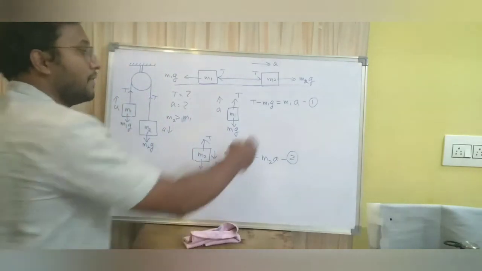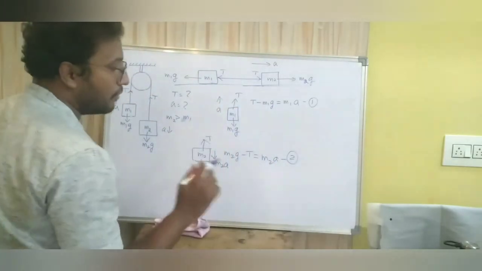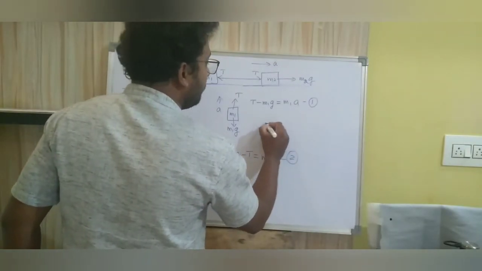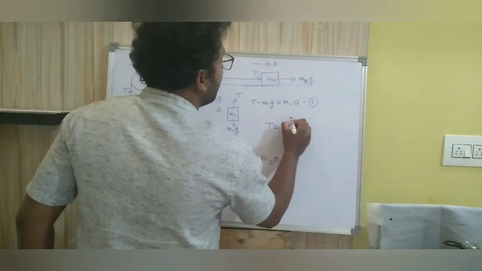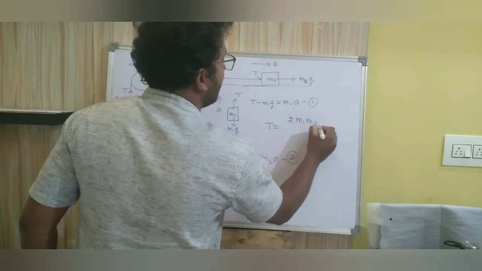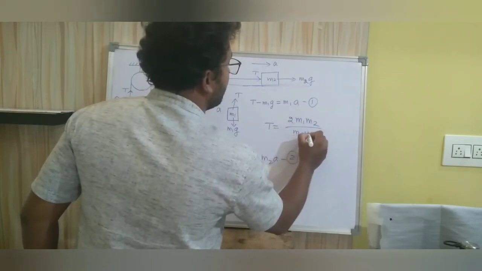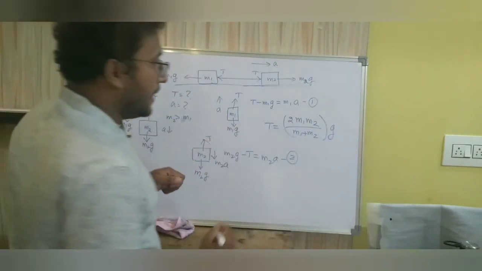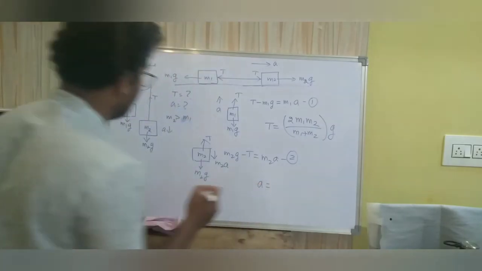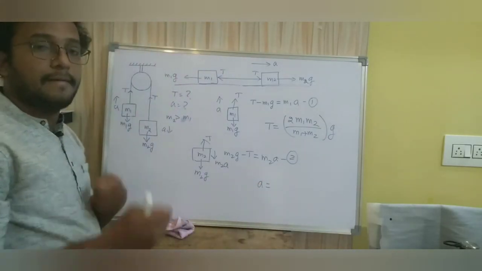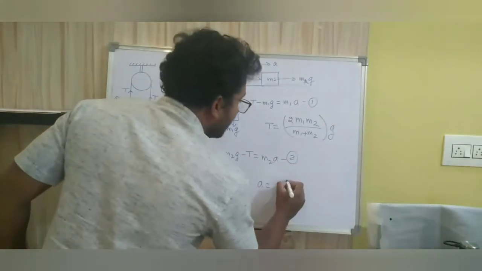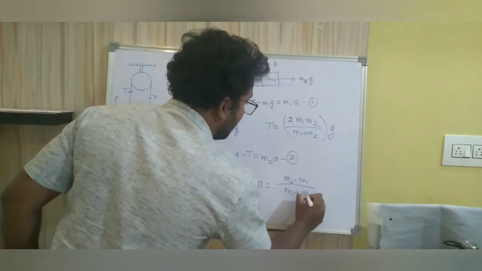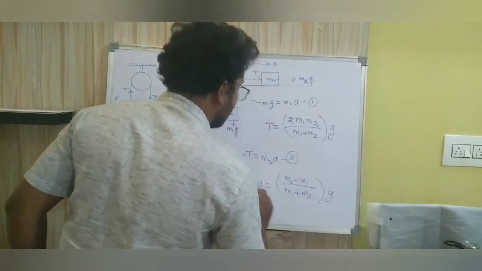So on solving equation number 1 and 2, I can get the tension and the acceleration. The tension is going to be 2 times m1 m2 divided by m1 plus m2, into g. Similarly the acceleration with which the entire system is moving is going to be m2 minus m1 divided by m1 plus m2, multiplied by g.